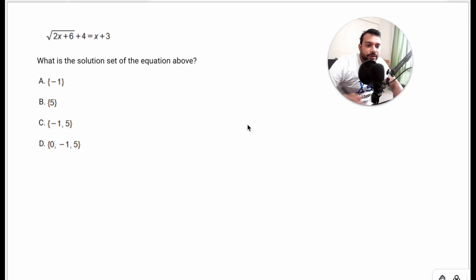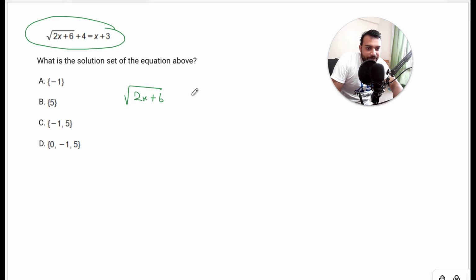Question number 1. Square root of 2x plus 6 plus 4 is equal to x plus 3. What is the solution set of the equation above? Not just the solution set. So let's see how many solutions we're able to find for this equation. It will essentially turn into a quadratic, which I can guess from here since there's a square root here. So let's isolate the square root on one side, on the left hand side. Square root of 2x plus 6 and get rid of everything else on this side. So x plus 3 minus 4. That's what we have. Now this becomes x minus 1, and on the left hand side it's square root of 2x plus 6. Now we'll square both sides.